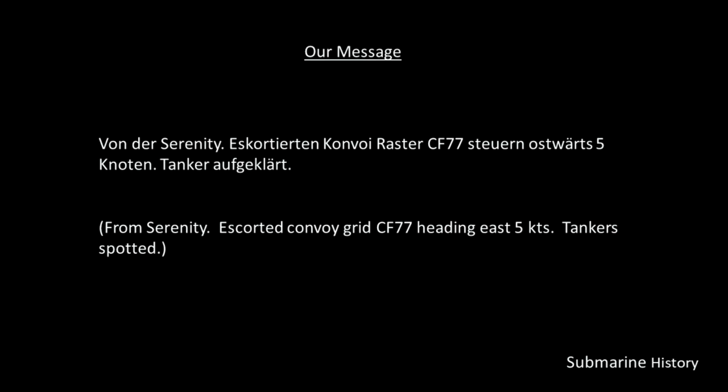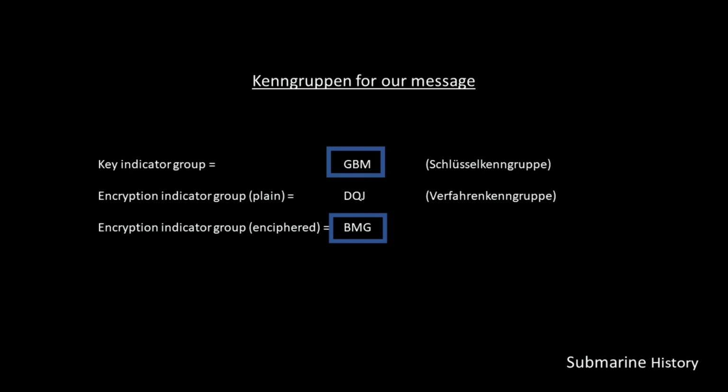So before we can encrypt this message, we have to set up our Ken Groupen. And this goes back to the last briefing that we did. But what we're going to do is we're going to choose as our key indicator group. This will be the starting position of the rotors when we encrypt our key. But our key indicator group is going to be GBM, and our encryption indicator group in plain text is going to be DQJ. We have chosen these 2 groups of letters ourselves. Now, when we feed this information into ENIGMA with our machine settings, we will get out the encrypted version of the key, which will be BMG.